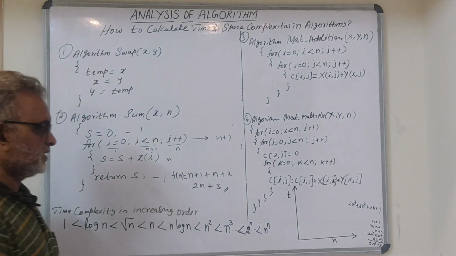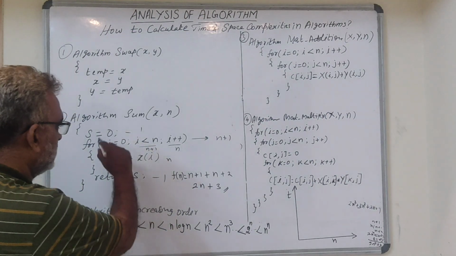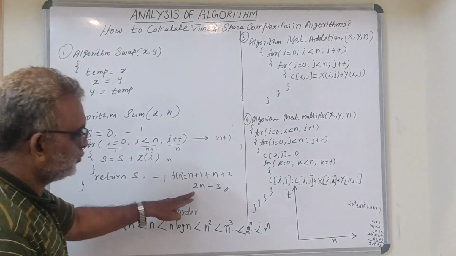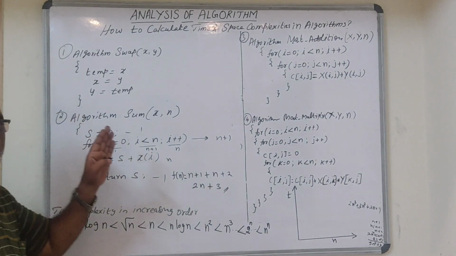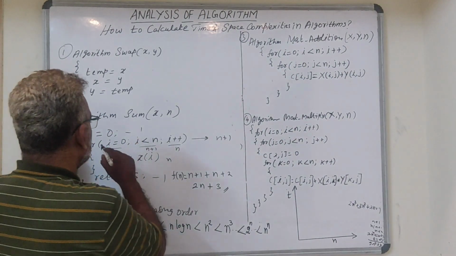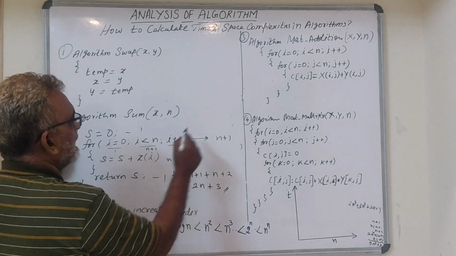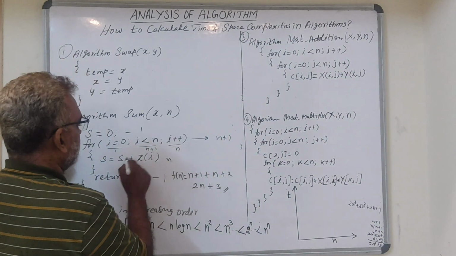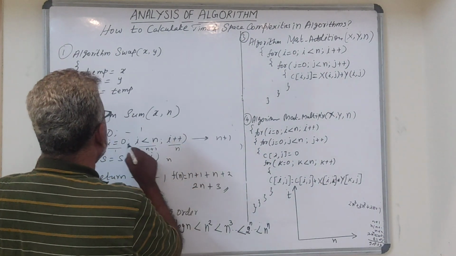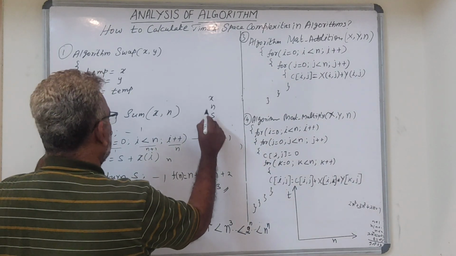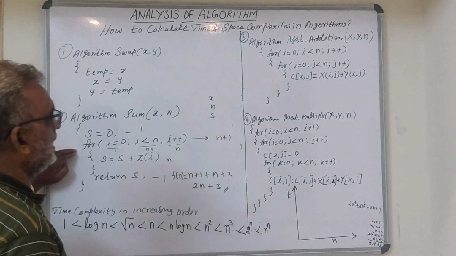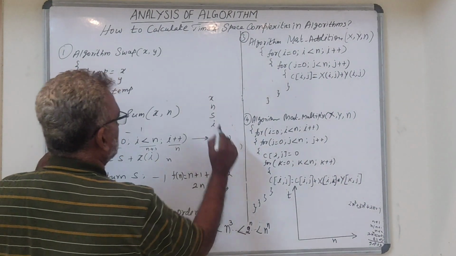So this is the time function. The time complexity for executing this algorithm is 2n plus 3. Okay. So what about the space complexity? In order to calculate the space complexity, you have to take the variables. So how many variables are here? So x is a variable, n is a variable, s is a variable, and i is a variable.